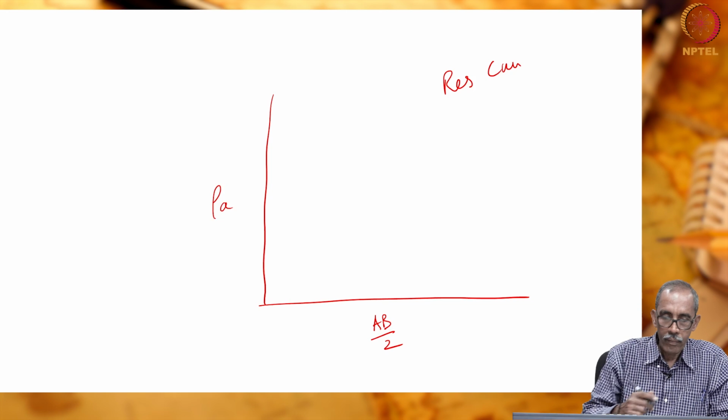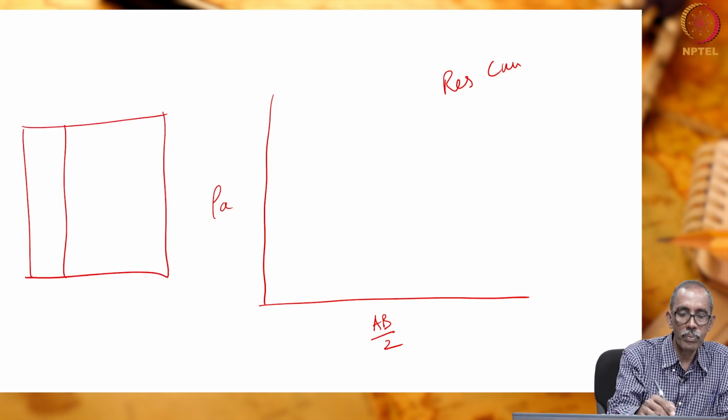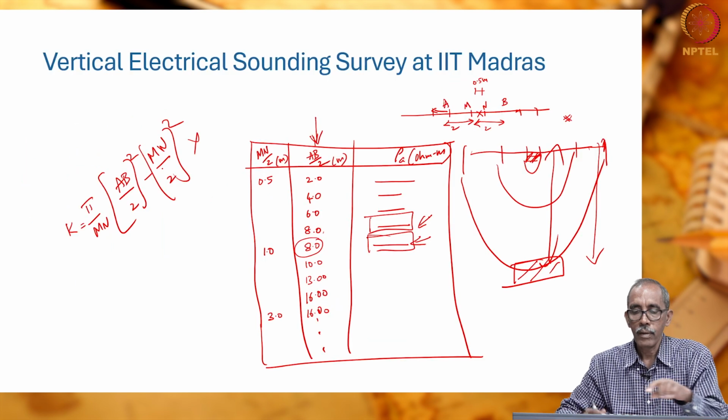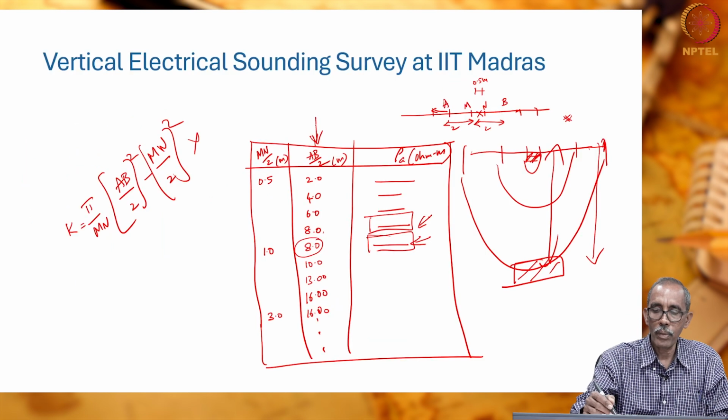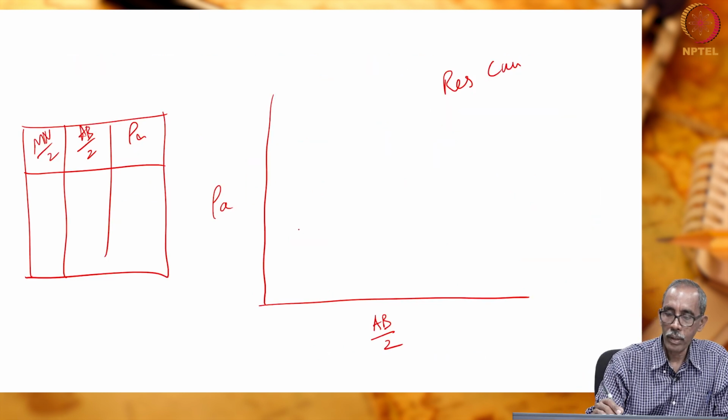So, we have got a table which I have already indicated in the previous page: MN by 2, AB by 2, and correspondingly the rho A value, right. This is what we have drawn, right. So, this table is going to be made use of. The AB by 2 versus rho A data is plotted. So, when we plot, we will get several segments. We will have 4 lines.